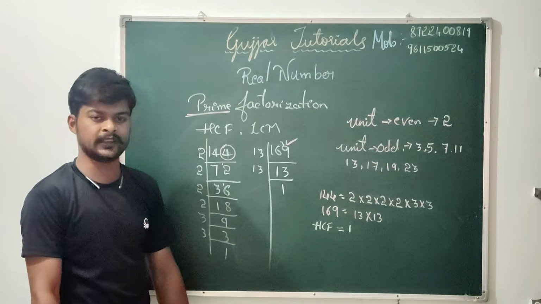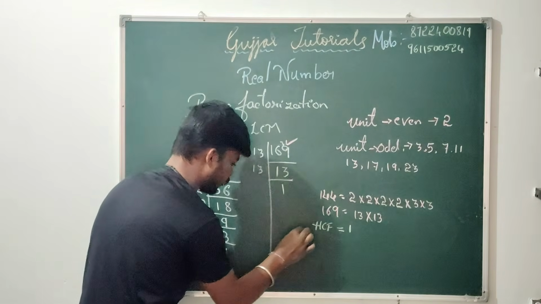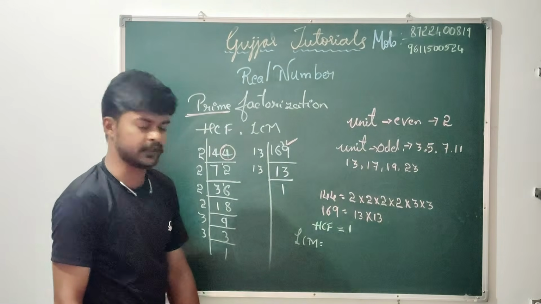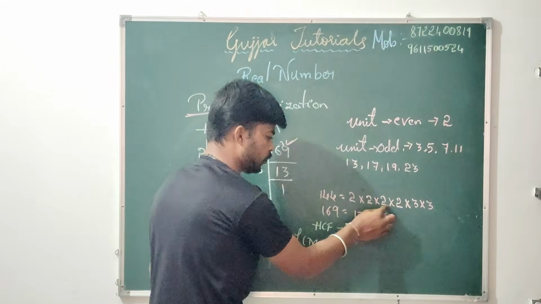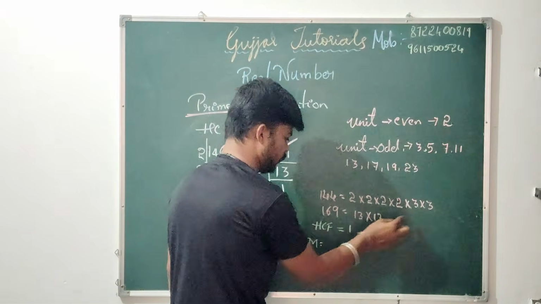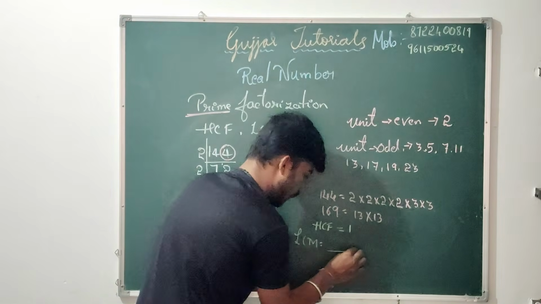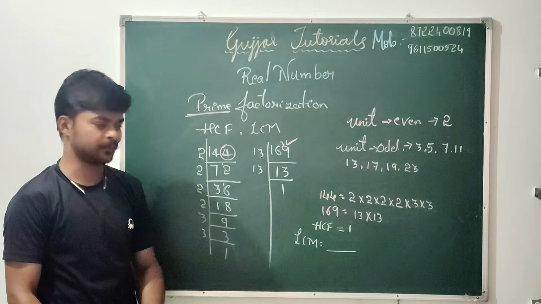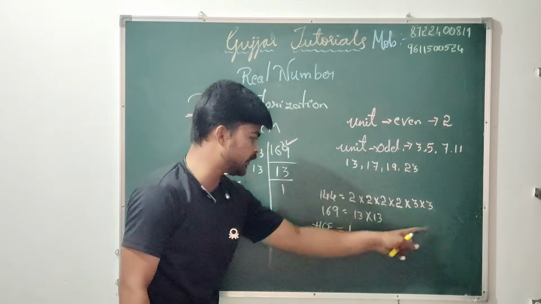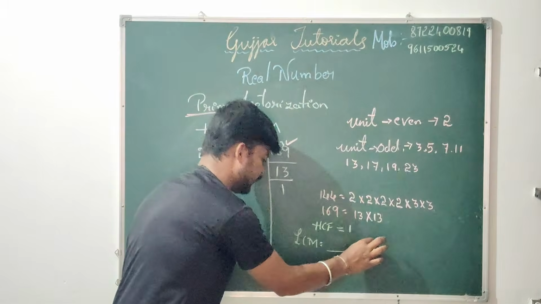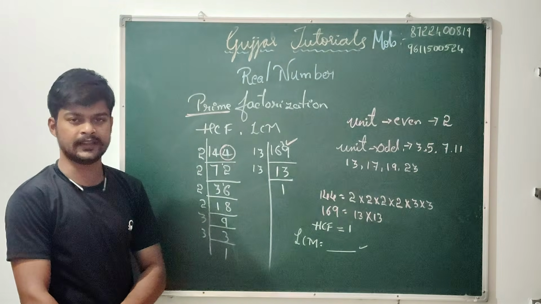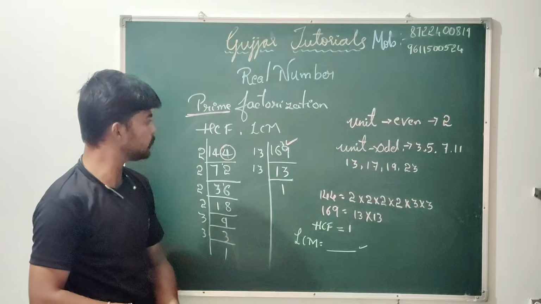Then what about the LCM, sir? All the numbers we need to multiply: 2 into 2 into 2 into 2 into 3 into 3 into 13 into 13. What will the answer be? That is the value of the LCM. This is homework. Try it. Multiply all the numbers and write down the result. This is about the HCF and LCM of numbers.